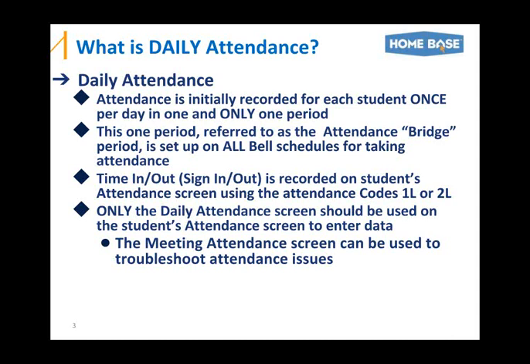What is daily attendance? As a big picture, it's where we are going to have attendance taken for each child just once a day. And it's going to be taken in only one period of that day. That period is called the attendance bridge period. We set that up on all the bell schedules so that on every type of day we have, there'll be one bridge period that we can take attendance for. There's also the ability to sign a student in and out based on that one daily period attendance code. And in North Carolina, we use attendance codes, the 1L or the 2L. So we'll talk about that.